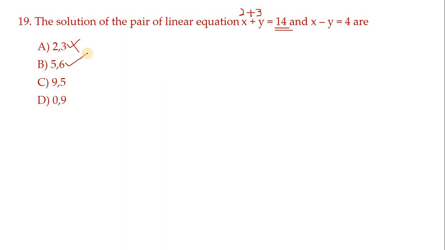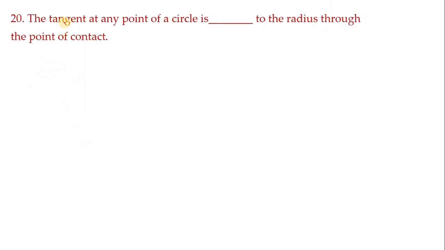Similarly, 5 plus 6 is 11. That is also not a correct option. Now 9 plus 5 gives 14. We have to check the subtraction also. So 9 minus 5 gives 4. Hence the correct option is C. No need to go for D. So 9, 5 is the correct one. Move on to the next one.